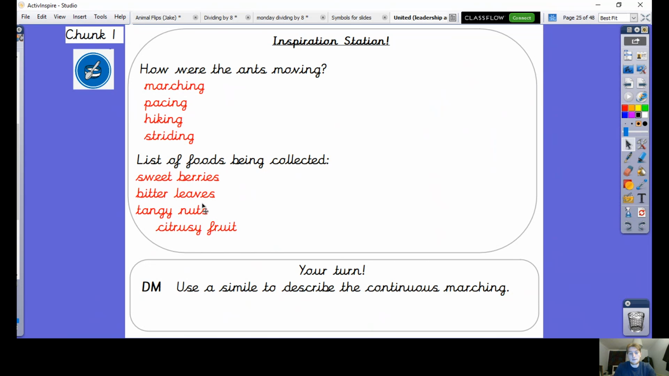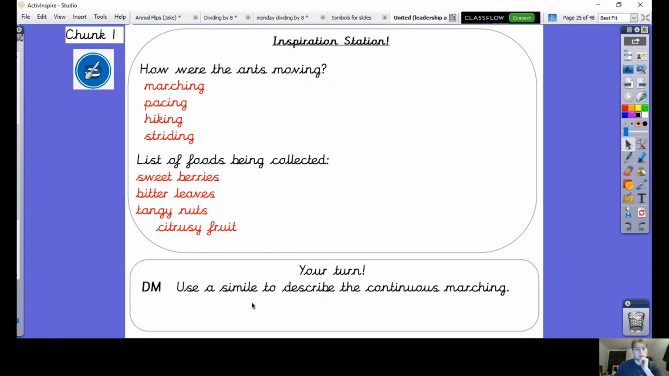Tangy nuts. I saw a lot of the ants were carrying different types of nuts, and that's quite a nice word to describe. Tangy or smoky nuts, maybe. That's another one. And then citrusy fruits. Citrus fruits are fruits a bit like lemons and oranges. I didn't see them carrying lemons and oranges, but I'm sure it doesn't matter. It's a nice word to describe what fruit tastes like anyway.